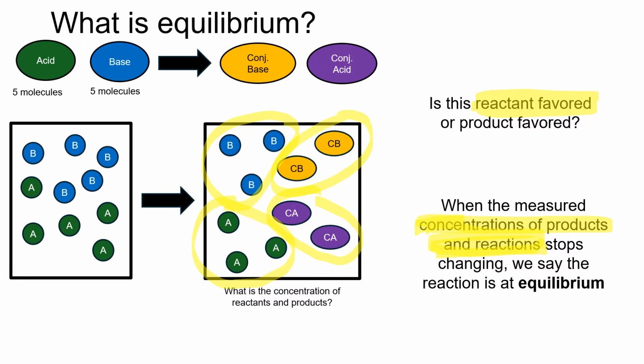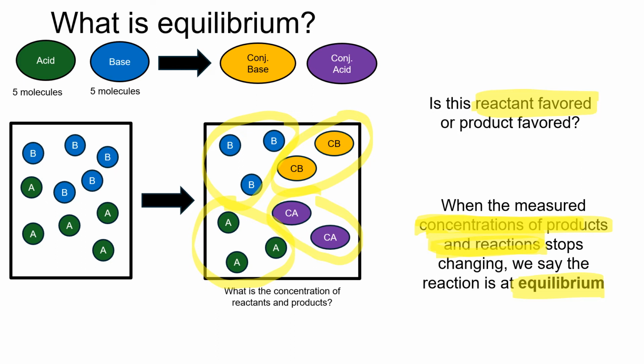Okay, so when the concentration of our products and reactants stops changing, we say we're at equilibrium. Here's an example of what that might look like. If you start an acid-base reaction in the morning, and then you walk away and come back at noon, and you measure the concentration of your acid, your base, conjugate acid, and conjugate base, you record what those are.